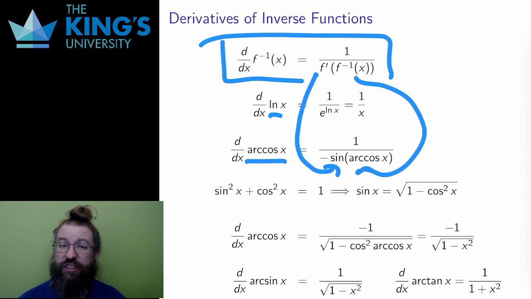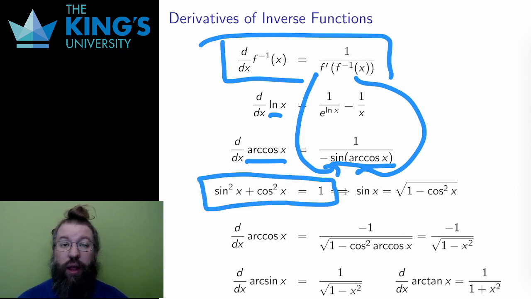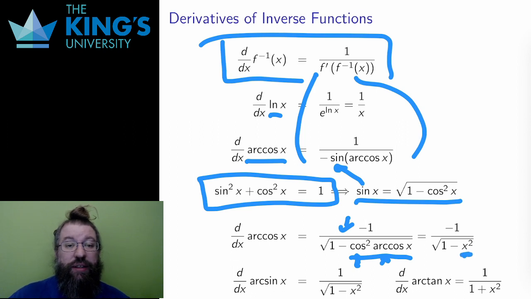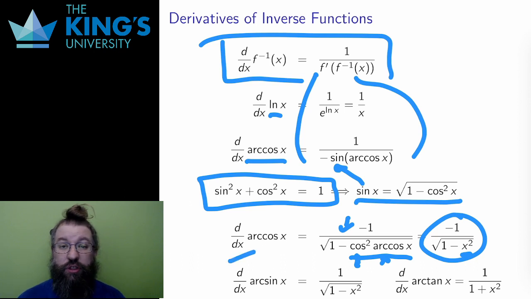What is the composition of sine and the inverse cosine? To work this out, I use the trig identity sine squared plus cos squared equals 1, the most important of all the trig identities. If I solve for sine in this equation, I get that sine x equals square root 1 minus cos squared x. And I can replace the sine with this to get root 1 minus cos squared of arc cos x. Then cosine of arc cosine cancel each other out. So I just get negative 1 over root 1 minus x squared. This is the derivative of the inverse cosine.